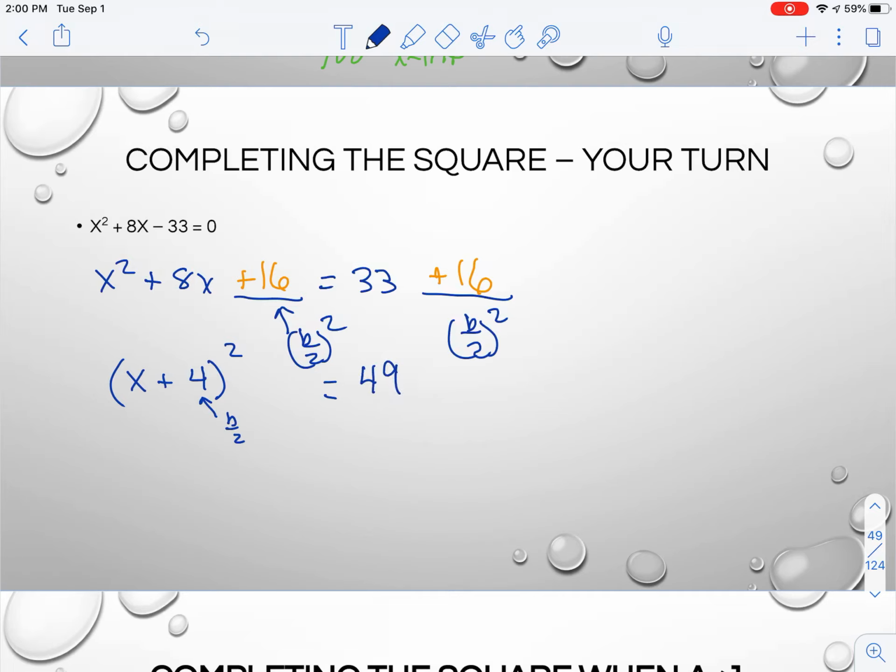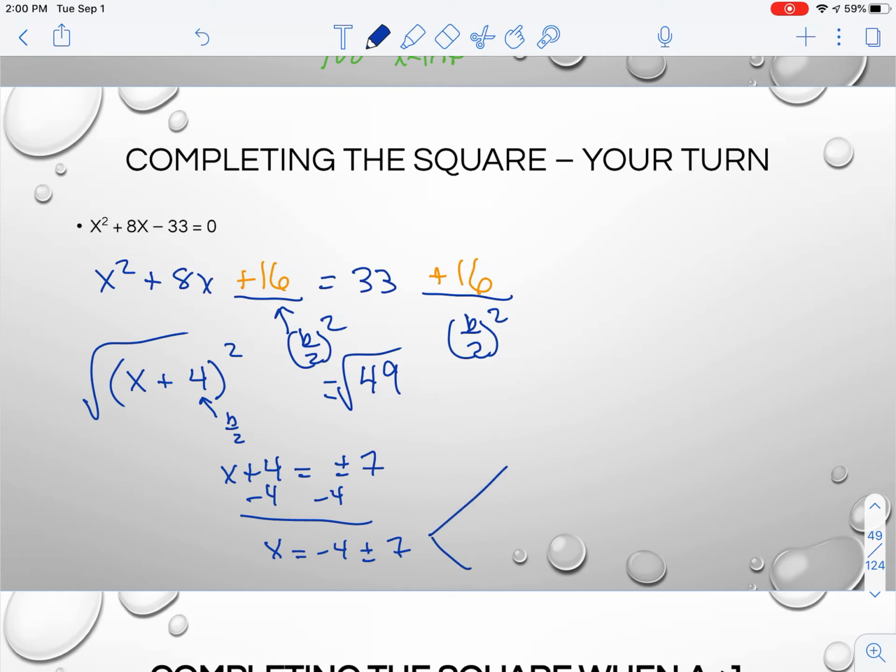All right, continue solving by taking the square root of both sides. I get x plus 4 equals plus or minus 7, perfect square. Subtract 4, x equals negative 4 plus or minus 7. So I can split that. I can do my negative 4 plus 7, which is 3, negative 4 minus 7, which is negative 11. Therefore, these are my two x-intercepts.